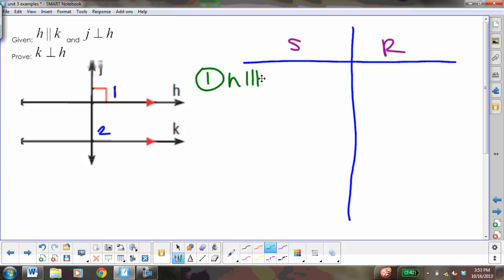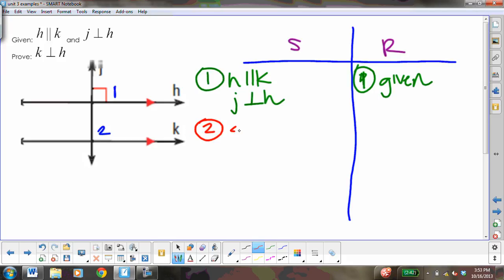H is parallel to k, j is perpendicular to h. And that's given. And I'm going to say that angle 1 is congruent to angle 2 because of corresponding angles.